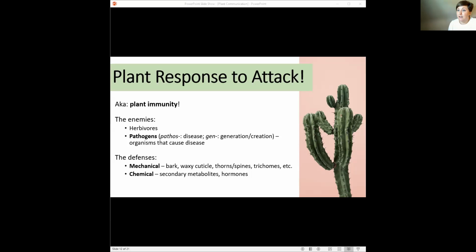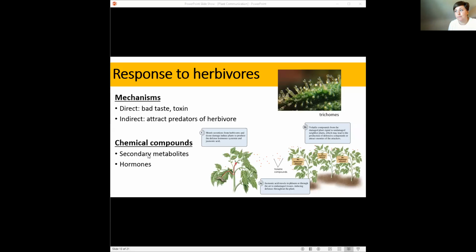Plants have numerous mechanisms of protecting themselves. These can include mechanical defenses like tough bark or waxy cuticle, thorns or spines, and trichomes, which are tiny hairs that are often coated in a sticky, poisonous substance, which is shown on the next slide here.